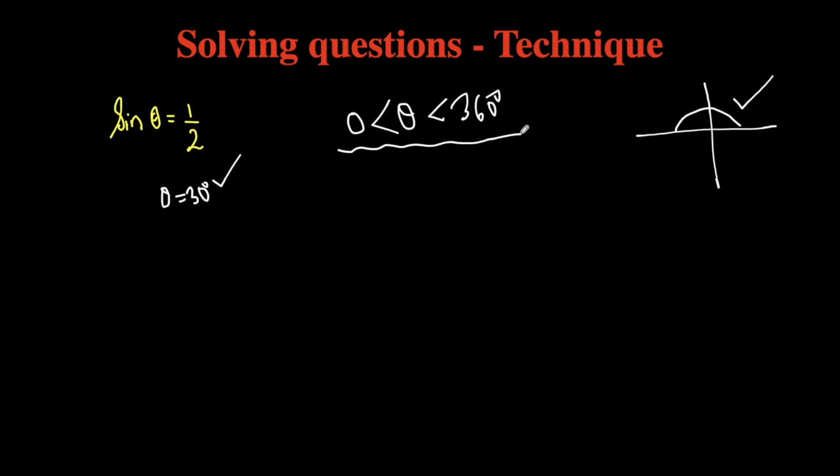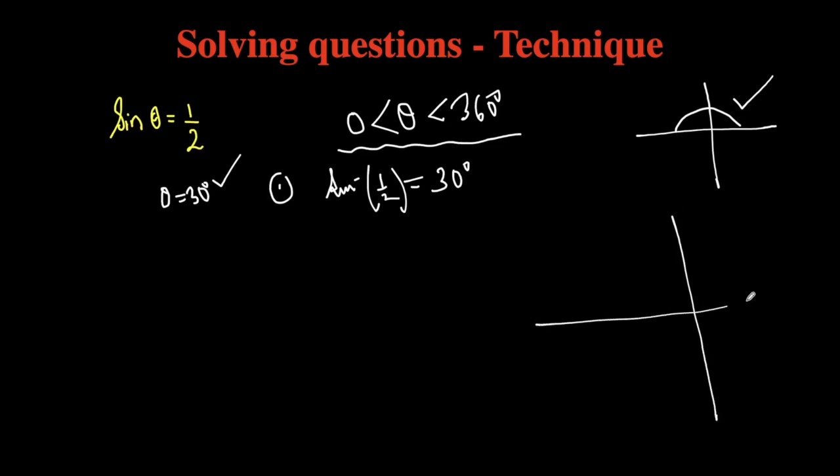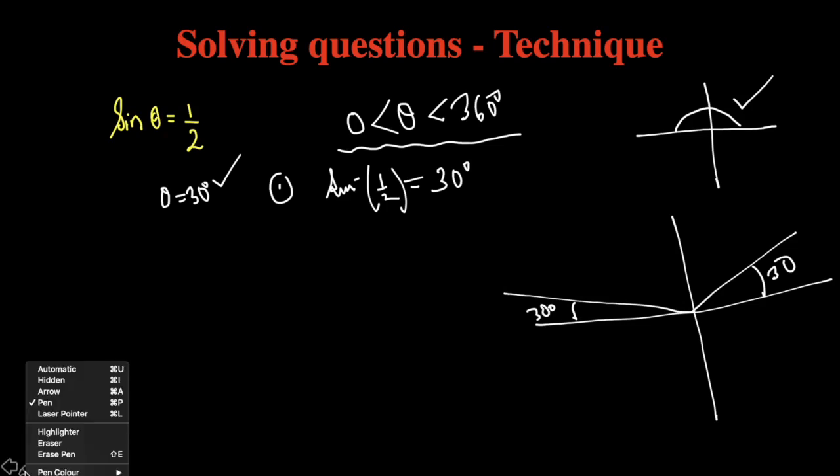Okay, so let's go step by step. The first step is to calculate sine inverse of half. It will give you 30 degrees. So you know that theta is 30 degrees. What I will do is draw it. This is the first quadrant, 30 degrees. Obviously there will be another positive value in the second quadrant, and that will also be 30 degrees from the x-axis.